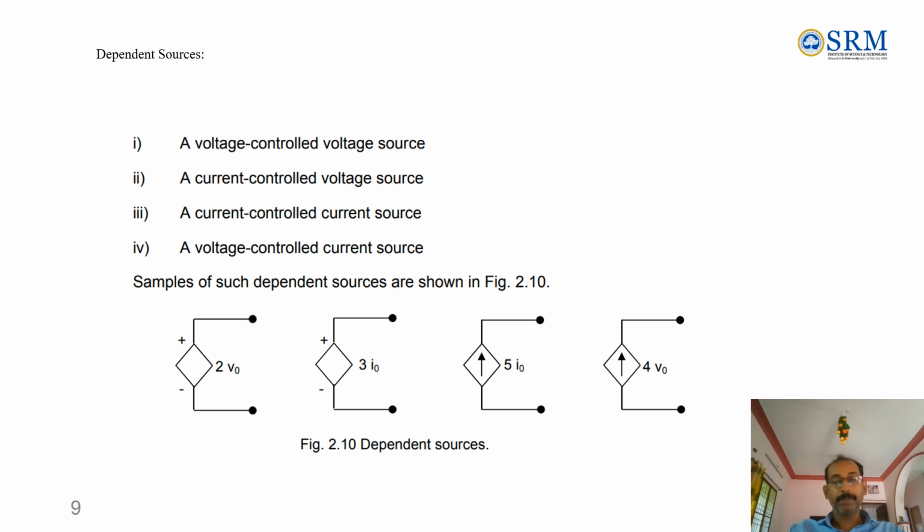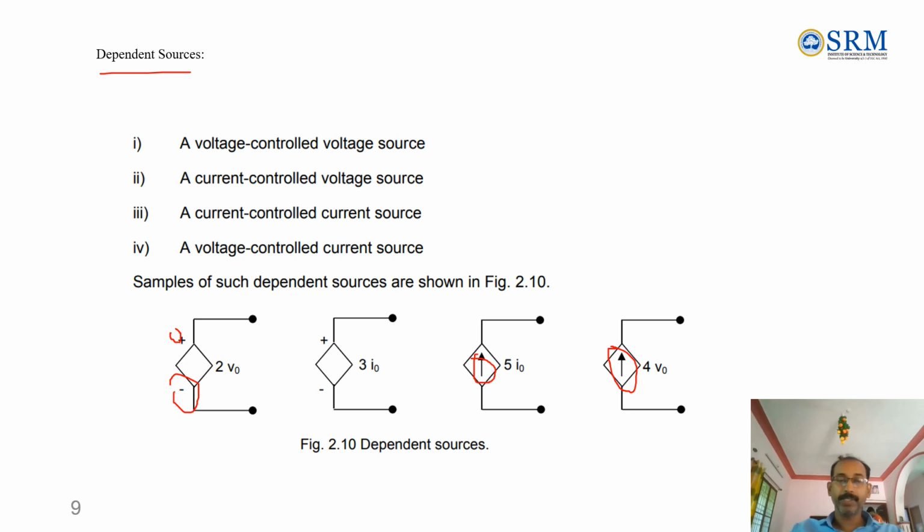So dependent sources: four categories are there. One is the voltage controlled voltage source, current controlled voltage source, current controlled current source, and voltage controlled current source. These are the four different combinations for dependent sources. Look at this symbol: this diamond symbol represents a dependent source. This plus minus represents a voltage source. This arrow mark represents a current source, right?